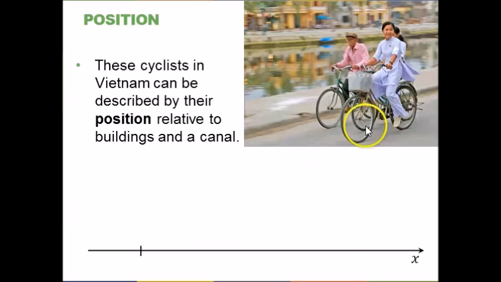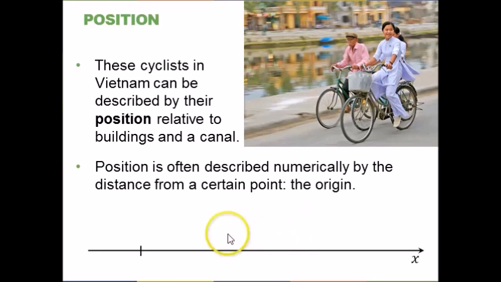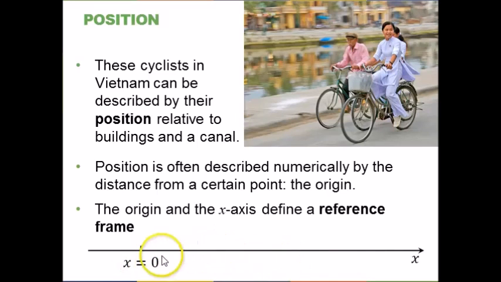So we start with position. These cyclists can be described by their position relative to these buildings in the canal. So there's usually some fixed coordinate system. And sometimes it's the x-axis. So if you define an x-axis, you can numerically define your position as being your distance from the origin, where x is 0. So this origin and this x-axis define a particular reference frame relative to which we can measure a position.